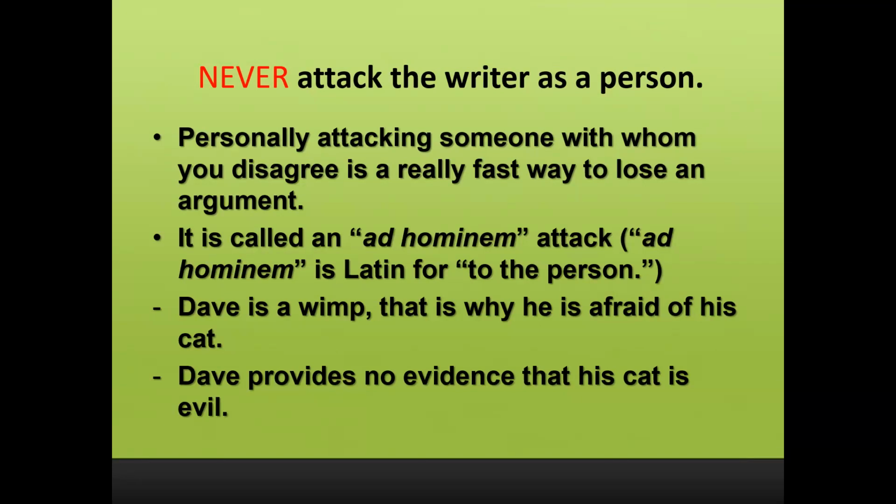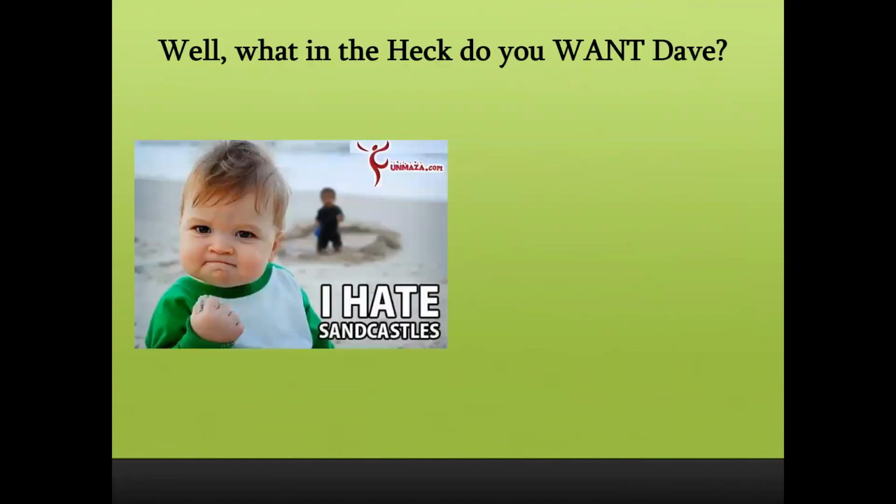For example, a statement like, Dave provides no evidence that his cat is evil. We need to critique the argument, not the person making it.